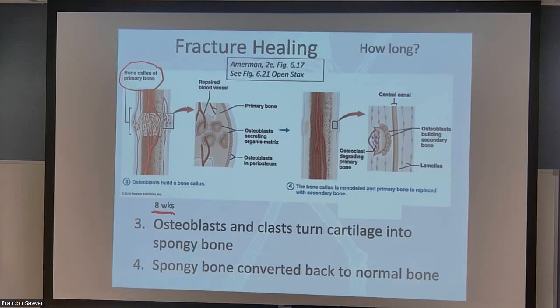But yeah, so it's typically now about 4 to 6, sometimes 8 weeks for a cast.